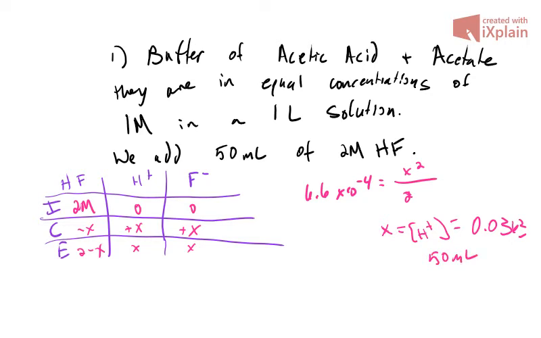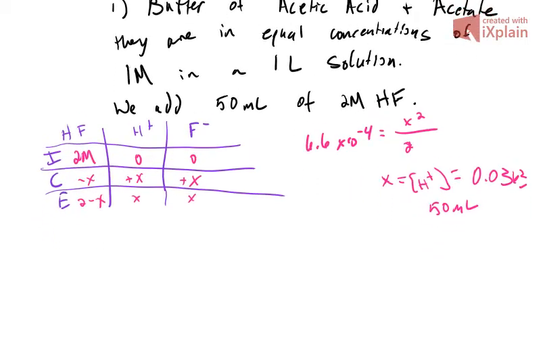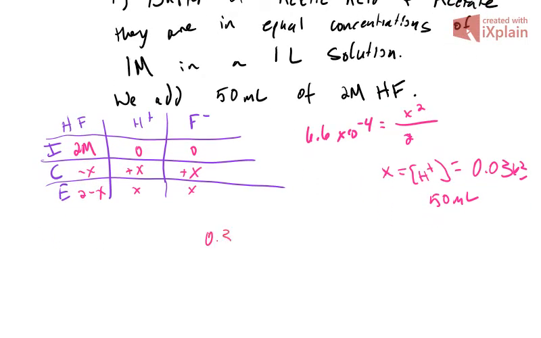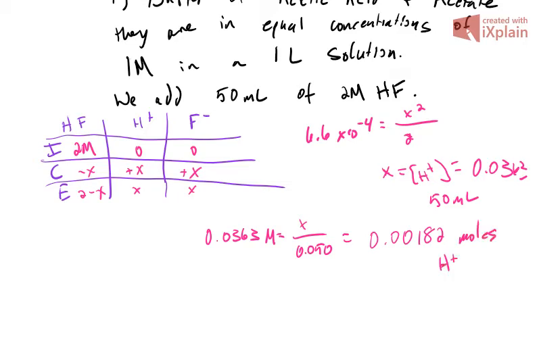So what we need to do is then we take our concentration here, 0.0363 molarity, which is equal to x number of moles over 0.050 liters. Okay, when we solve that, we get 0.00182 moles of H plus. Okay, now that's how much H plus is going to be added to our solution.